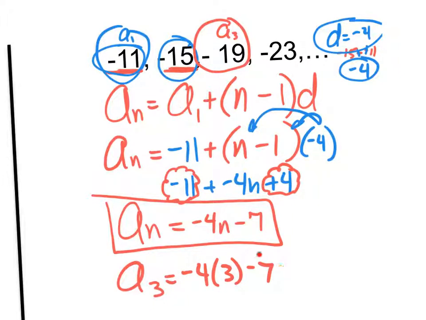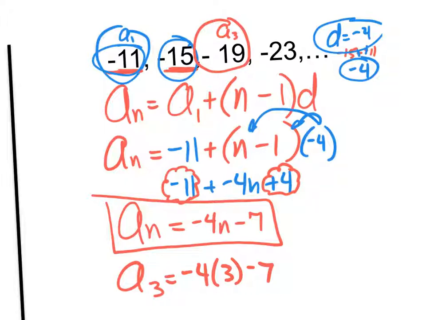Negative 12. What's negative 12 minus 7? Negative 19. Does it work? Absolutely. So a sub 3, we plugged in 3 and we really did get our third term. So again, this is a beautiful thing because this simplified general rule is the equation that'll give you any number you want.